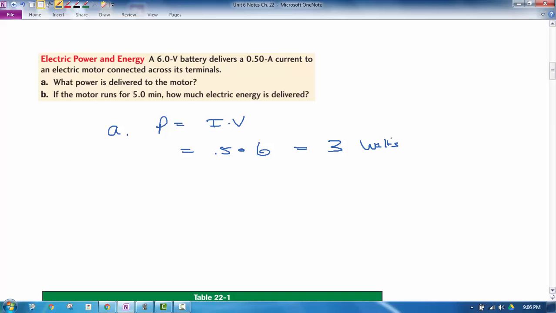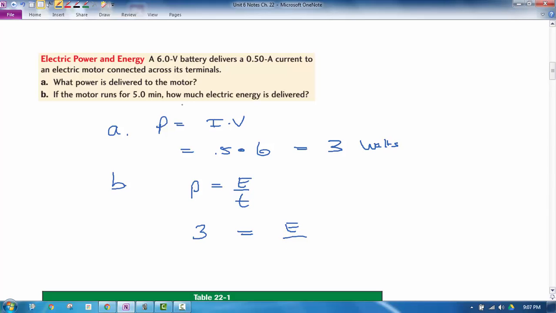And then from there, for part B, it says if the motor runs for 5 minutes, how much electric energy is delivered? Well, we know that a watt is a joule per second, or another way to look at this is power equals energy over time. So we have the power is 3, and we also have the time, so you can just use this formula here if you want. The power is 3. We're looking for the energy E, and the time we have is 5 minutes, but we do want to convert this to seconds because we know that our units have to be in things like joules, coulombs, seconds.